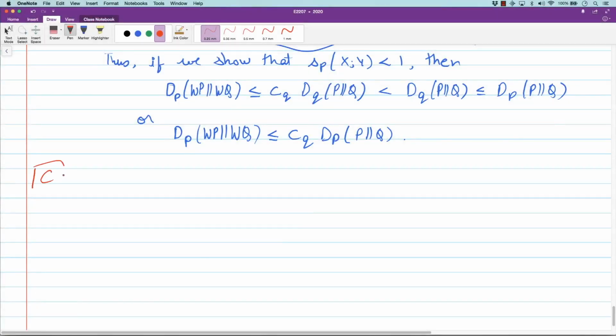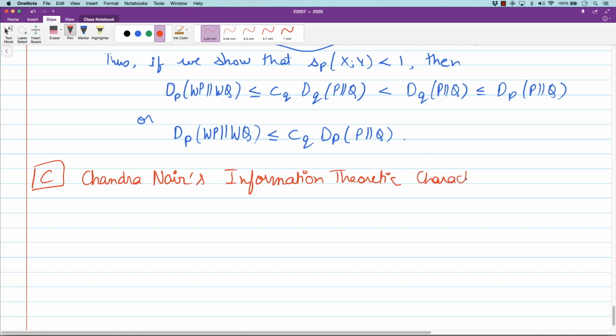Finally, I'll conclude with a slightly different characterization of hypercontractivity, this constant SPXY, and I'll call this an information theoretic characterization due to Chandra Nair. So I'll call this Chandra Nair's information theoretic characterization.